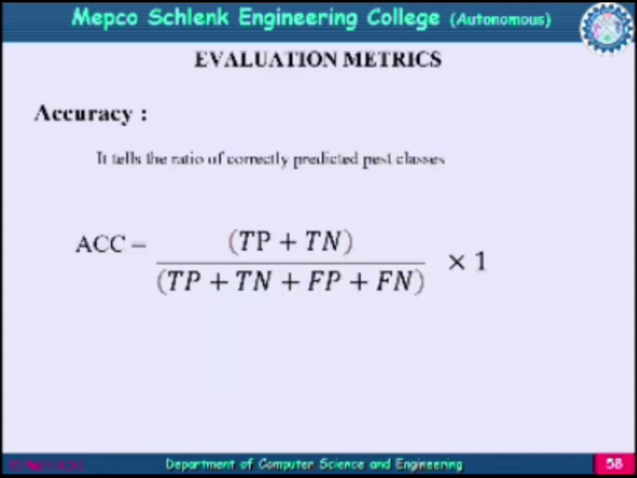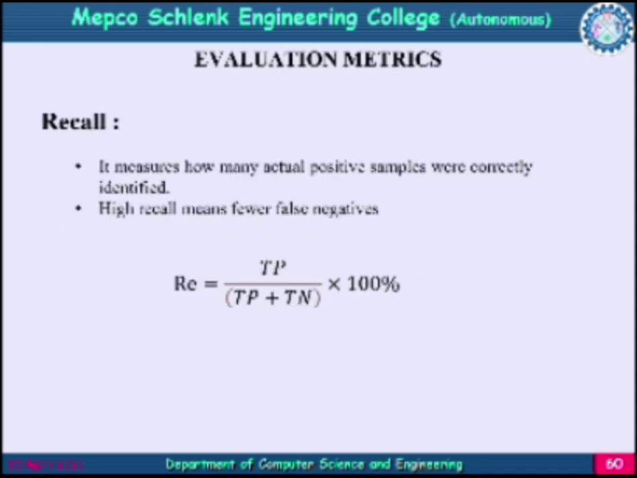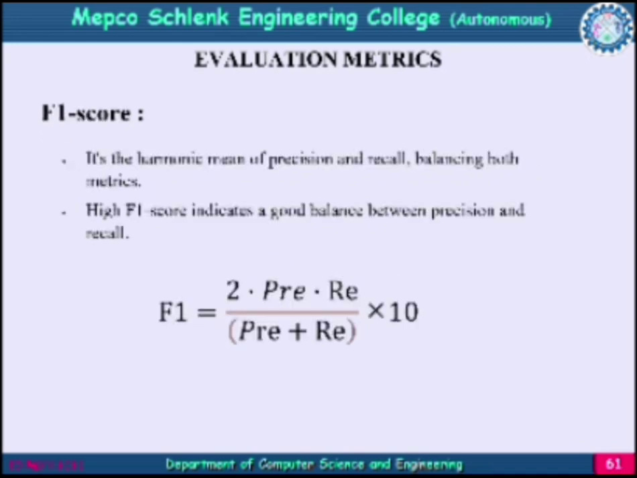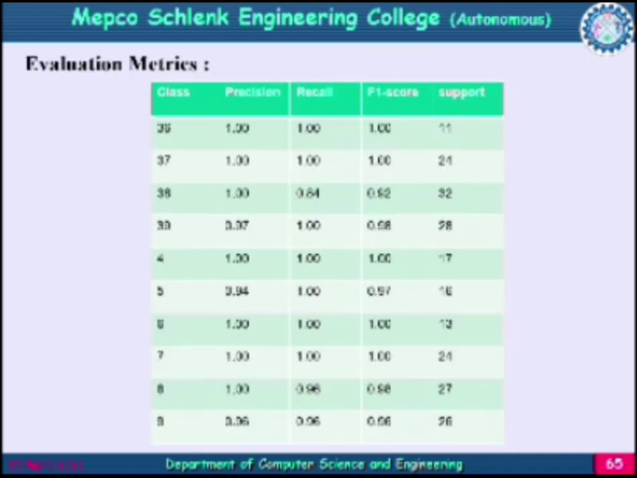Accuracy is nothing but the ratio of total correct predictions to total values. Next comes precision, which is the predicted positive samples that were actually identified correctly. Recall is how many of the actual positive samples were identified. And F1 score is the balance between the previous precision and recall that we saw. All these were the evaluation metrics.